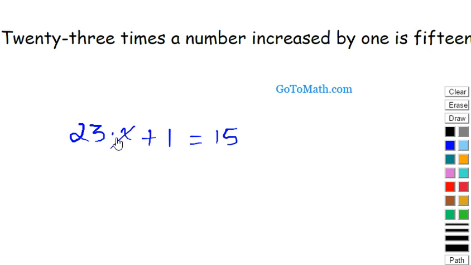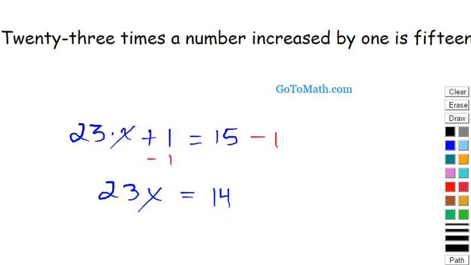Okay, 23 times a number increased by 1, so this is the number: 23 times a number, and that whole thing increased by 1 is 15. Alright, so then we need to solve for x. That means we're going to subtract 1 from both sides. So we have 23x, and plus 1 minus 1 is 0, and 15 minus 1 is 14.